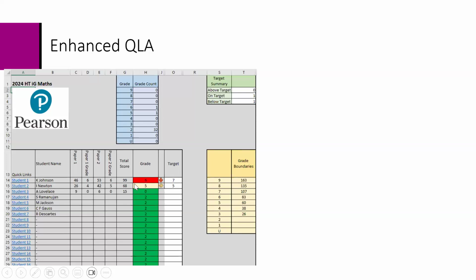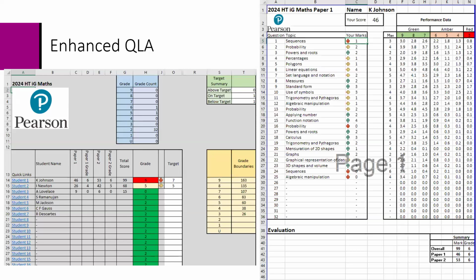I'm aware we get told off for printing in color. So you can actually see the arrows here, so we can see it in black and white. It gives you an indication of whether the students are on, above, or below grades. And then there's a student feedback sheet, and the students can see question by question what kind of grade range they were in.